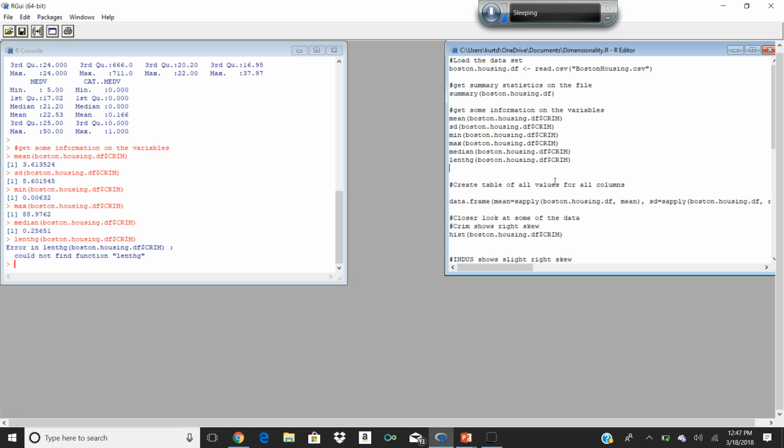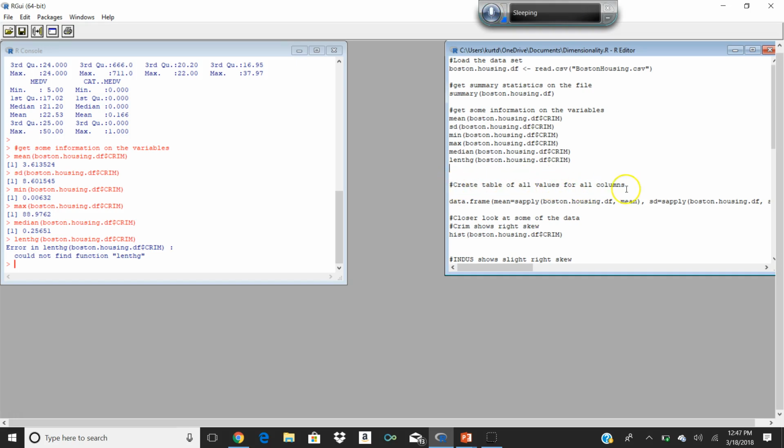The nice thing about the length one is that if there's any data missing, then the length command will return a number less than 506. And you can understand that you've got some fields in that particular variable that are blank. All right, so what is this telling us now?